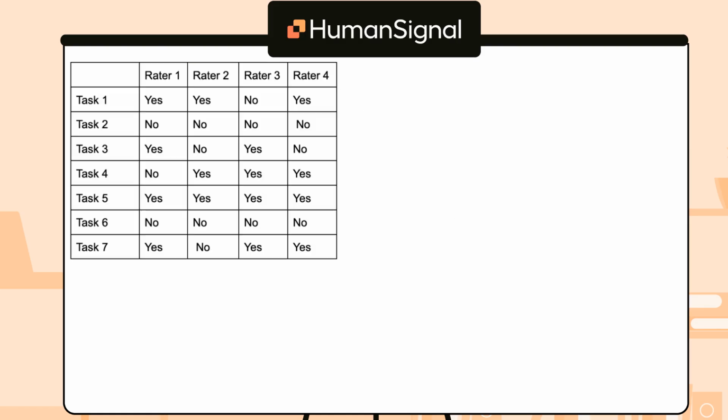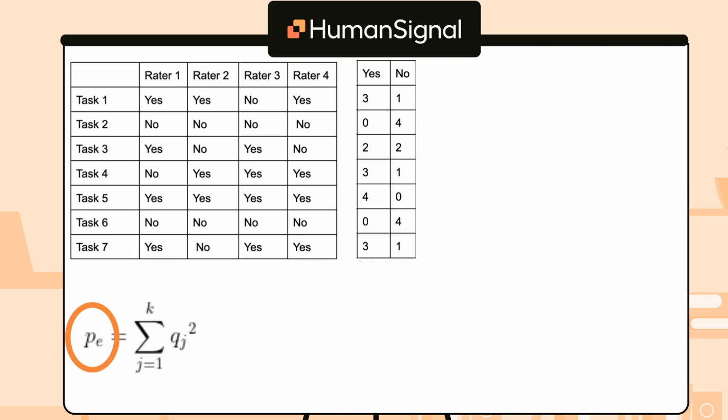Let's say that we have 4 raters who each annotated 7 items as shown below. We'll start with the expected probability in this case. The formula says that the expected probability is the sum over all j of q squared j, where q sub j is the probability of a class j. Essentially, we need to square the probabilities of each class appearing and then sum them. To calculate this, first we need to count up how many yeses and nos we have for each task. We'll do this by filling out a chart. For task 1, there are 3 yeses and 1 no. In task 2, there are 0 yeses and 4 nos, and we can continue this way all the way down the chart as shown on the screen.